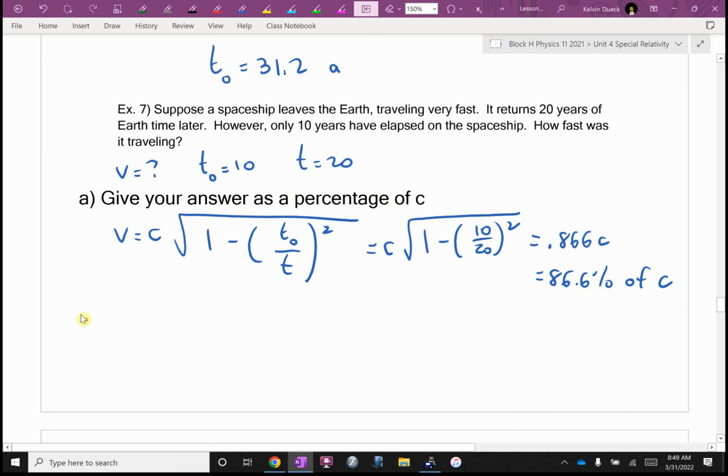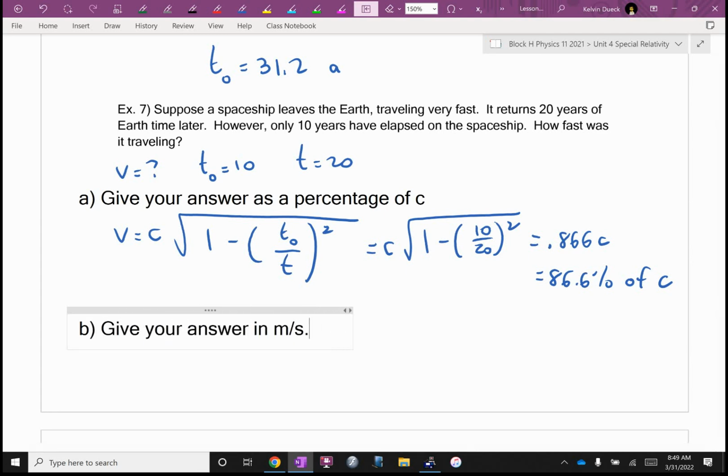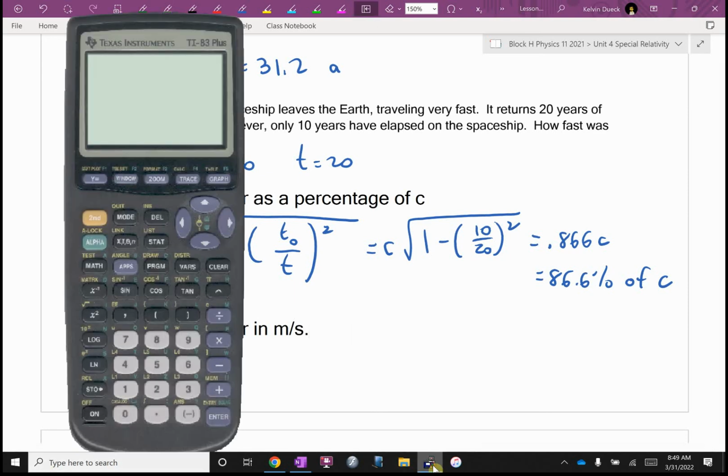There's another way I could ask this. Now, if you have room, and you should, you can add a little part B. Give your answer in meters per second. How would I convert the square root of 1 minus (10 divided by 20) squared, how would I convert 0.866, 86.6% of c, into meters per second?